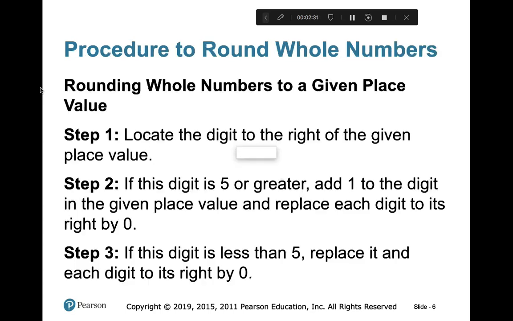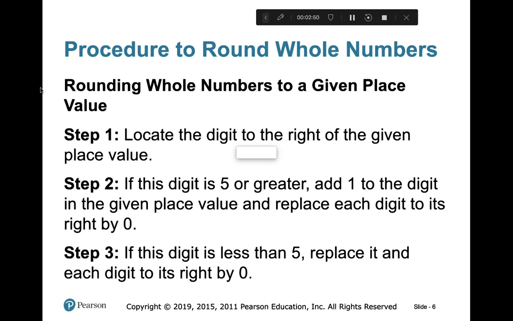The next one is 278,360. So you're going to locate the digit to the right of the place value that we're rounding. What number are we looking at to round? We're going to round the 8. Are we going up or down? You can just write up or stay the same.